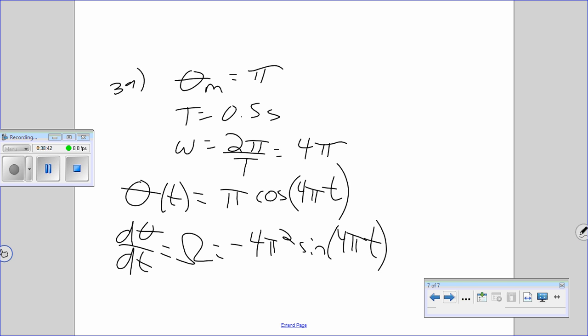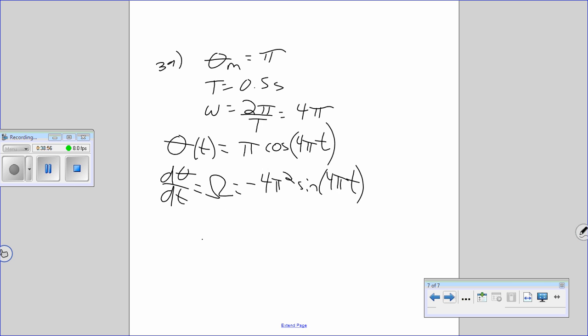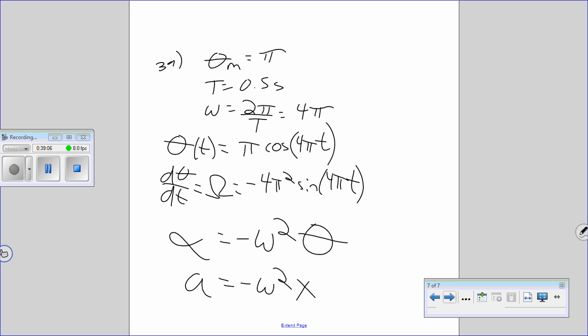So then for B, find the angular speed at a certain displacement. You're going to set your displacement equal to that, solve for the time, and then find the corresponding velocity. And then for finding the magnitude of the angular acceleration, remember, alpha is just negative omega squared theta, right? That's the equivalent of a equals negative omega squared x. So that's how you do C. Cool?